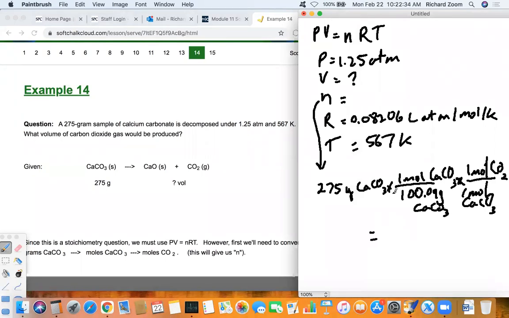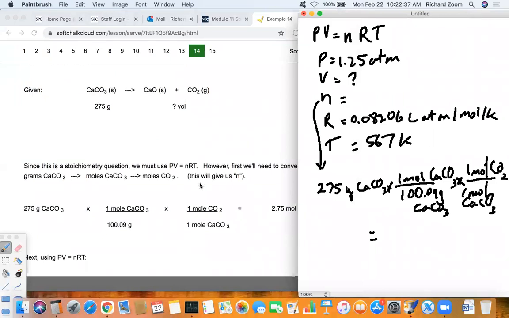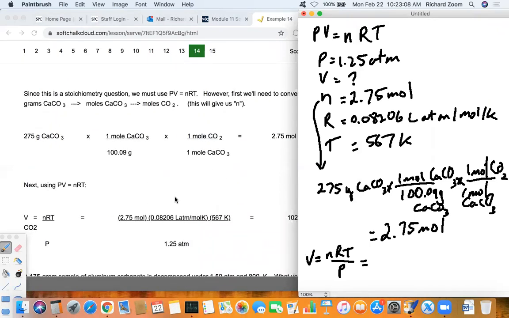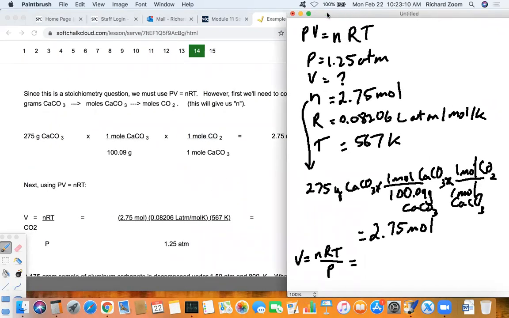So the number of moles comes out to be 2.75 moles. And that's what goes into the n here. So we've got PV equals nRT, which means V is equal to nRT over P. And everything matches with the units. So then we can calculate a volume, which comes out, in this case, to be 102 litres.